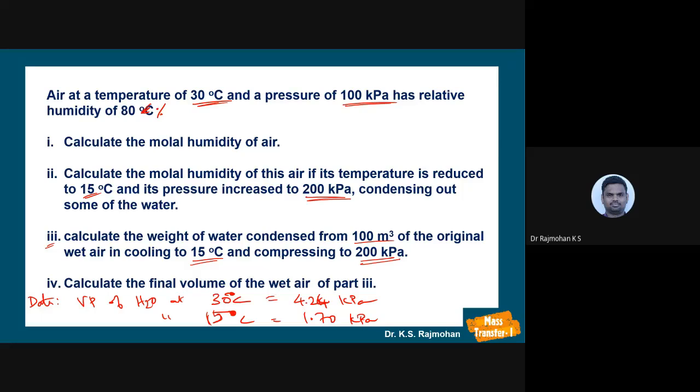Okay, so how to solve this problem? Without the chart I will solve. Vapor pressures are given. So PA naught is given as 4.24 kilopascal at 30 degrees Celsius, and PA naught at 15 degrees Celsius is 1.70 kilopascal. So remember, again we have to make use of the ideal gas law, PV equal to nRT. The formula will be used to take the ratios at different temperatures and pressures.